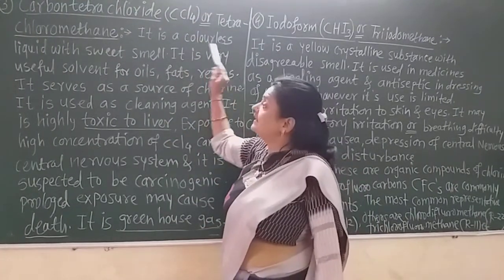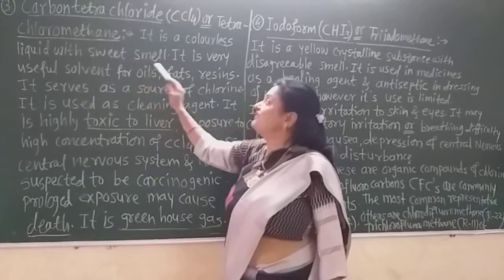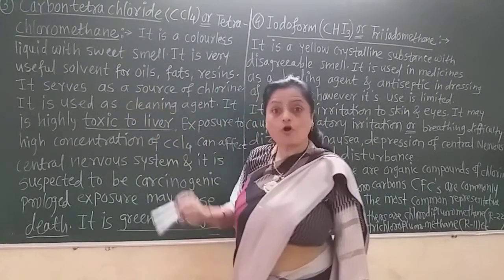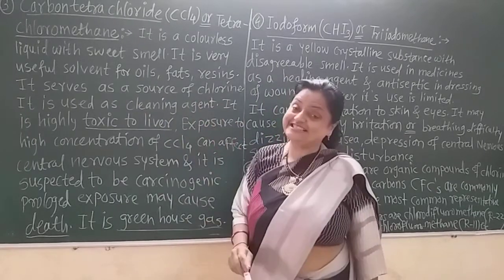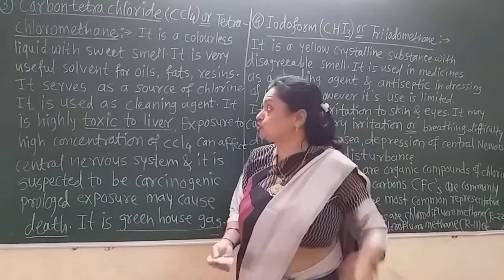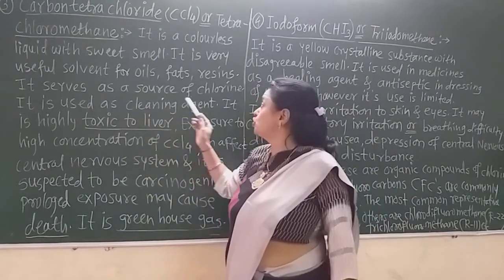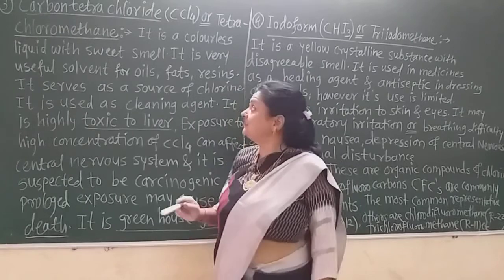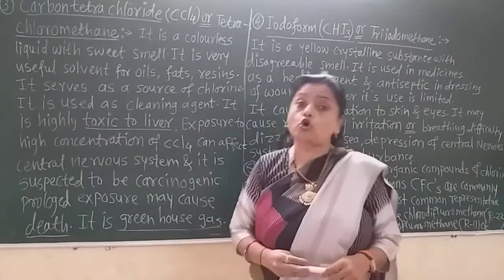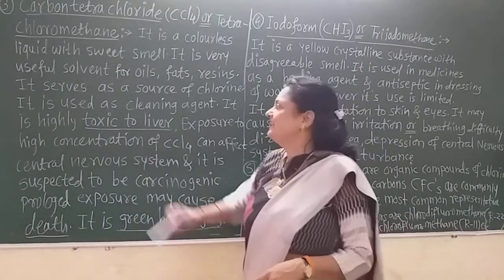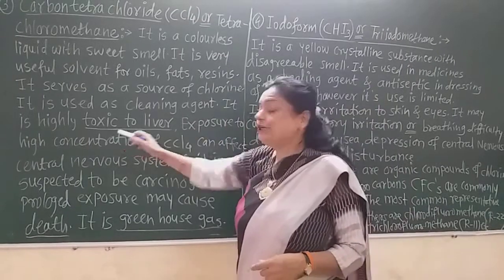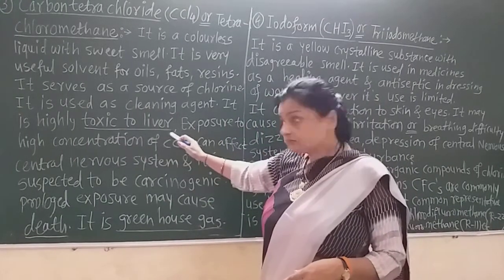Now it is a colorless liquid with a sweet smell. It is a very useful solvent for oils, fats and resins, and also for their extraction. Now it serves as a source of chlorine, as there are 4 chlorine atoms in carbon tetrachloride. So it is a source of chlorine gas. Again, it is used as a cleaning agent. It is highly toxic to the liver.